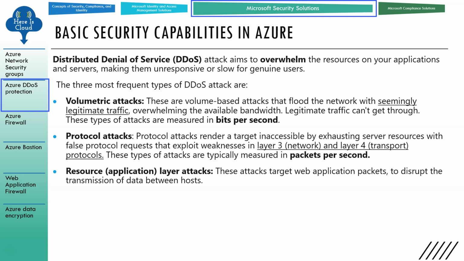Volumetric attack, as the name suggests, is a volume-based attack that floods the network with seemingly legitimate traffic. As a result, it overwhelms the available bandwidth so that legitimate traffic can't get through. This type of attack is measured in bits per second. Whereas the protocol attack does the same thing, but it does it at the network layer 3 and 4 protocols. These types of attacks are measured in packets per second. And resource or application level attack targets the web application packets to disrupt the transmission of data between 2 hosts. So these are the 3 types in general.